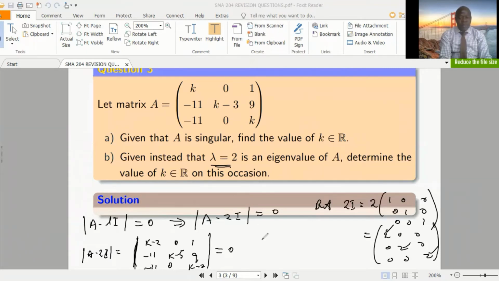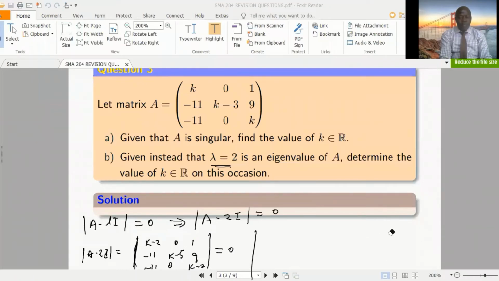So let's find the determinant along the second column. So when that happens, then we have K minus 5 multiplied by the determinant of the matrix that remains when I delete the second column and the second row.